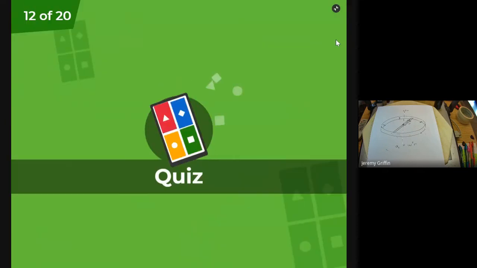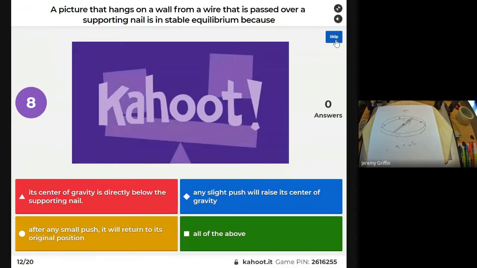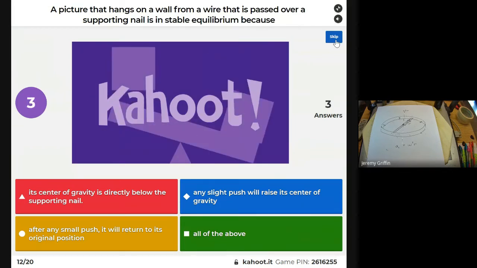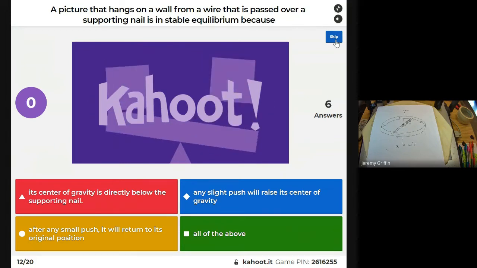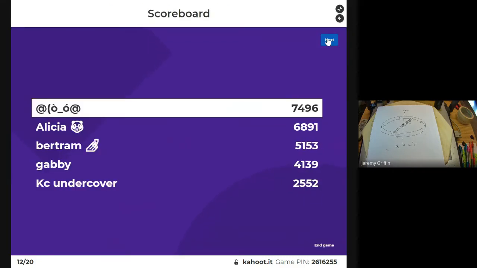All right. A picture hangs on a wall from a wire passed over a supporting nail. It is in stable equilibrium because... yeah, those are all true statements. The center of gravity is right below the support, a lot like your guys' lab back on Friday. If you did bump it, if you did push it, it would have to raise its center of gravity, which would require some work, right? And then it would just want to fall back to its original position. Yeah, those are all true statements. So confirm stability. It's true.